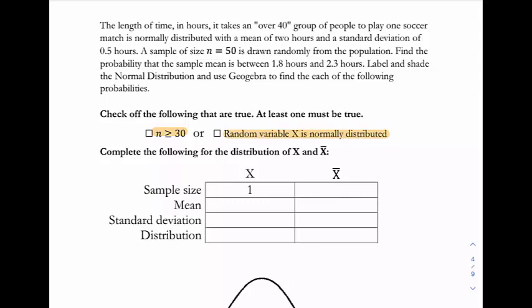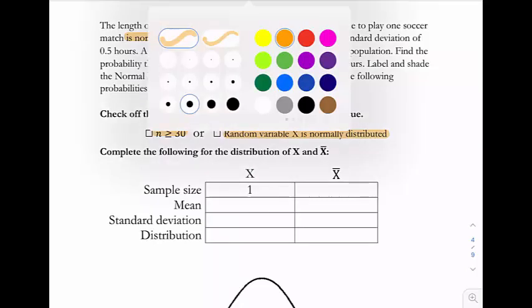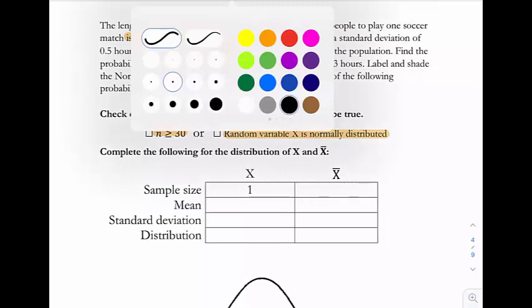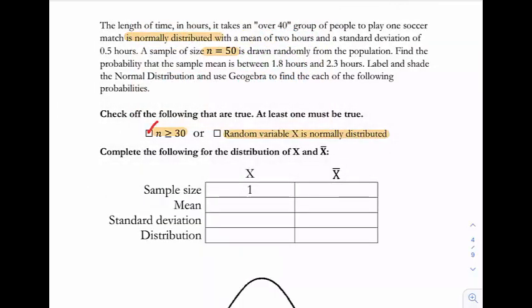Okay, coming back here at the top, that first sentence says that the length of time for the over 40 group to play a soccer match is normally distributed. So we're set there. And the second part, in that next sentence, we have n equals 50. So actually both of these are the case, so I can check off both of these boxes. We have a sample size greater than or equal to 30 at n equals 50, and we also know the original distribution for the length of hours is normal.